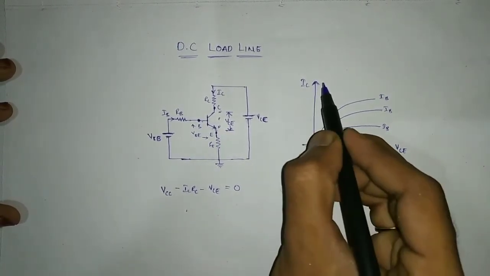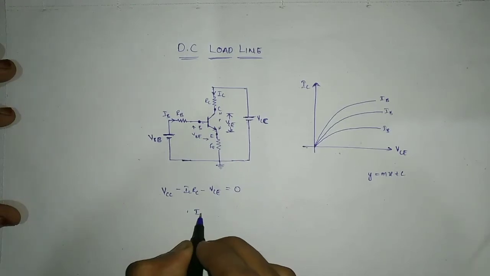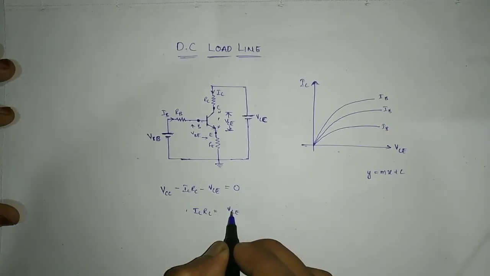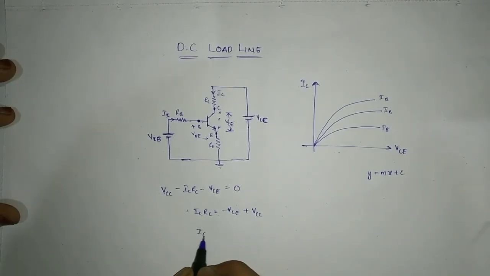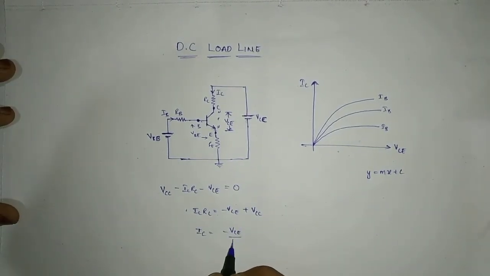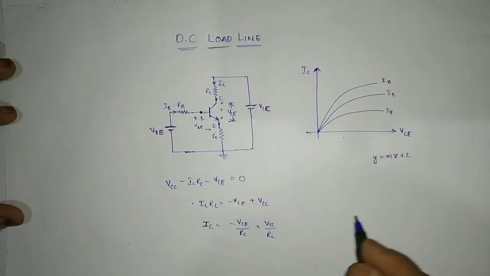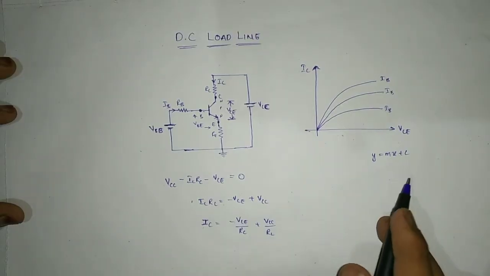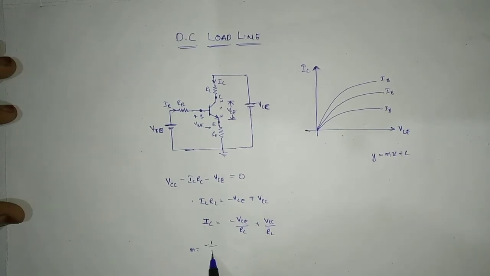We have taken IC on the y-axis and VCE on the x-axis. So ICRC is equal to VCC minus VCE. IC is equal to minus VCE by RC plus VCC by RC. IC is y and VCE is x. This equation is in the form of y is equal to mx plus c. Here the slope m is equal to minus 1 by RC. This is the slope of this equation.